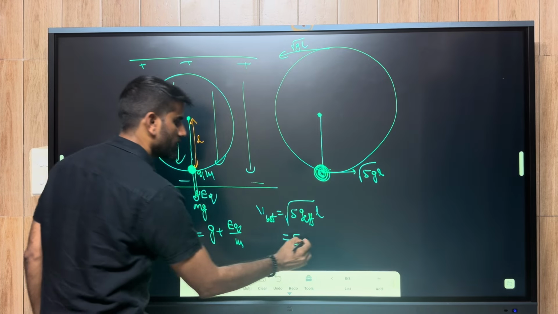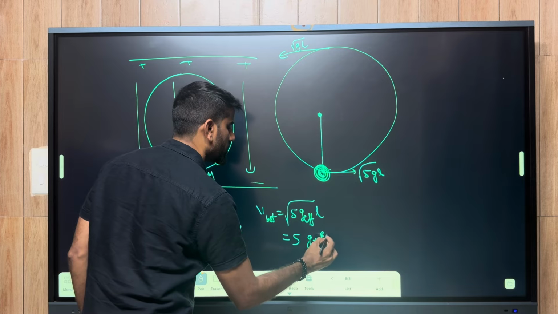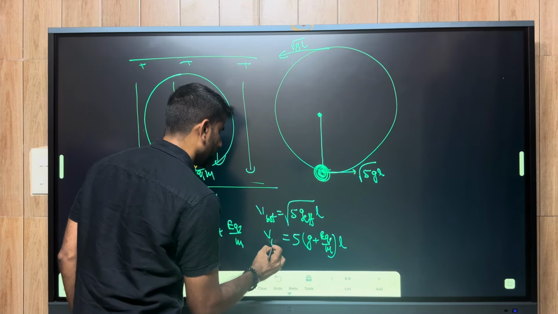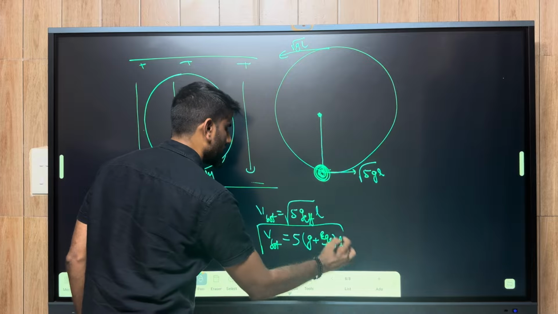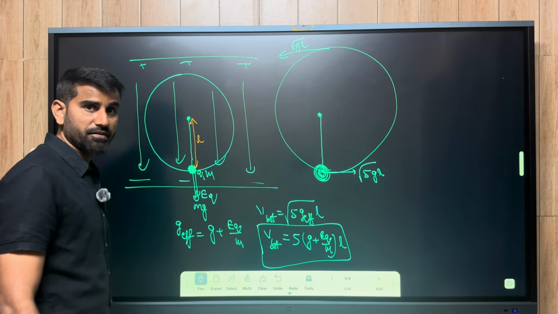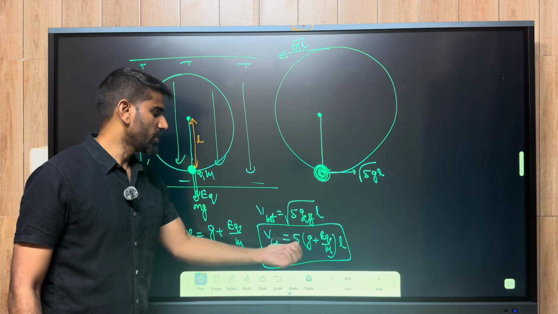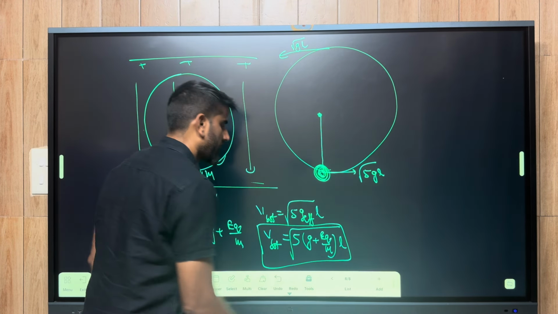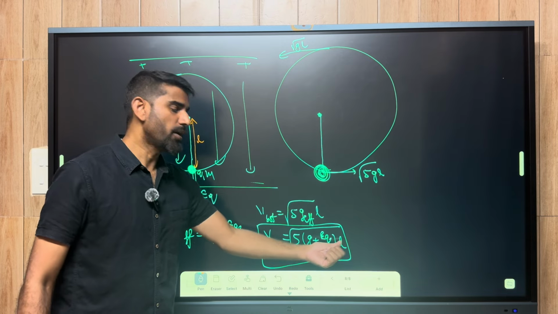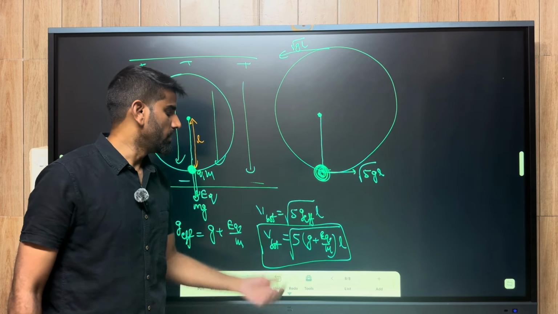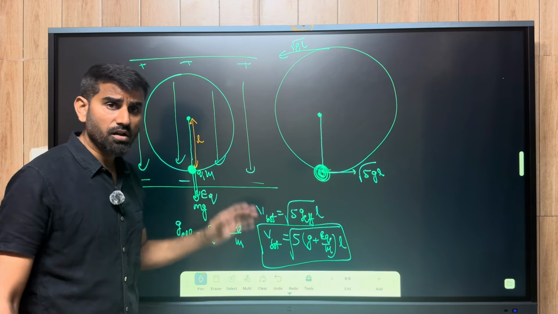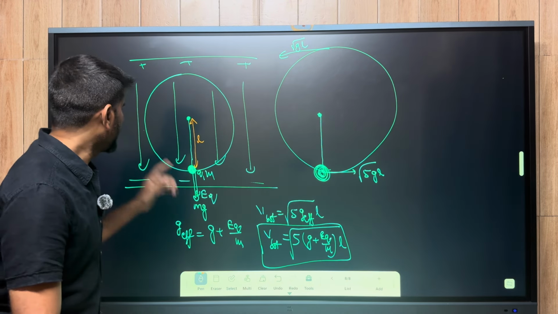So if I use this equation, with g effective equal to g plus eq by m, V bottom is root 5 times g effective times L. If it is a gravity free space, if g is equal to 0, then the equation will be root 5 eq by m L for a gravity free space. Hope my point is clear.